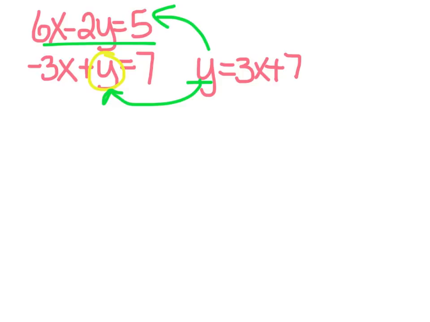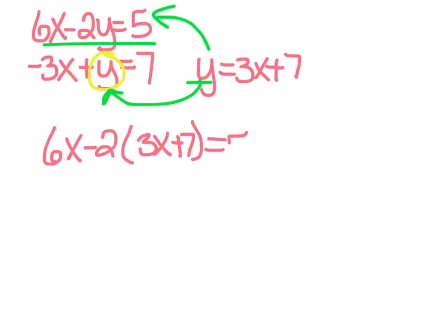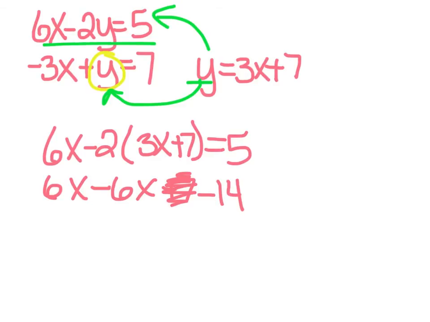So we've got 6x minus 2 times 3x plus 7 equals 5. So we've got 6x minus 6x plus 7, minus 14, gotta remember to distribute to both, equals 5. 6x minus 6x is no x's, so we have negative 14 equals 5. That's not true. That's never true. No matter what x is, that will not ever be true.